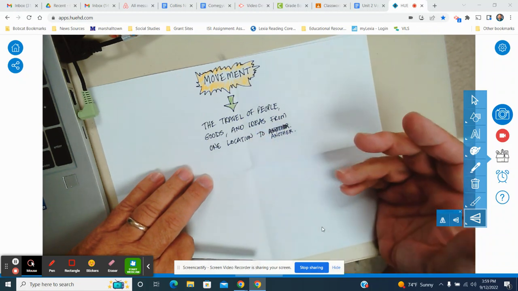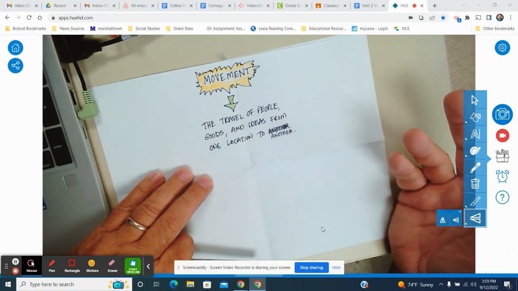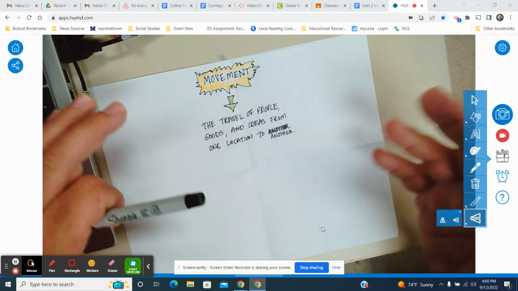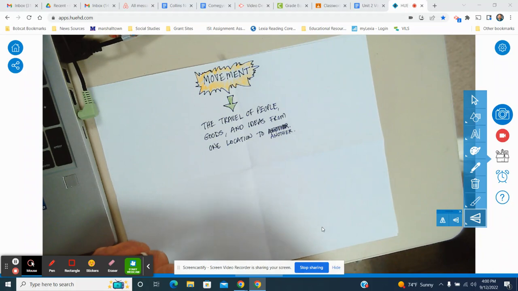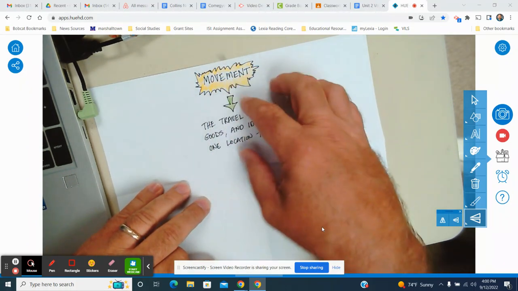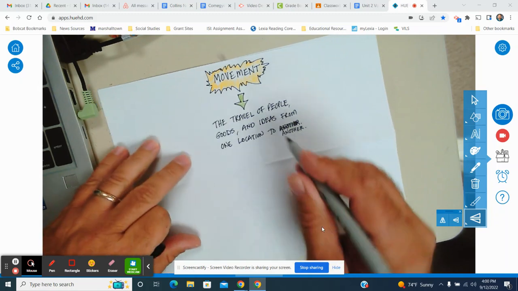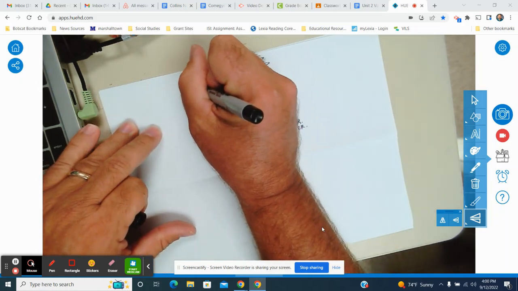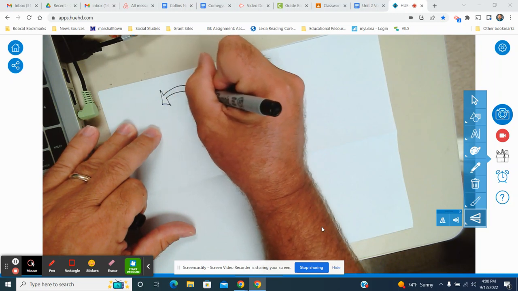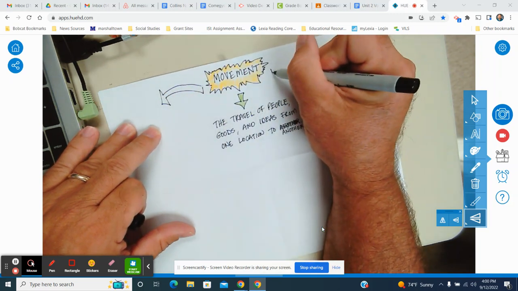Blue jeans, light bulbs, automobiles, pretty much anything you look around had to start from one place, and eventually it grows and becomes part of other places too. So that's what movement is, this idea of goods and ideas moving around. When we talk about movement, there's really two kinds of movement. And I'm going to start off with some arrows here.